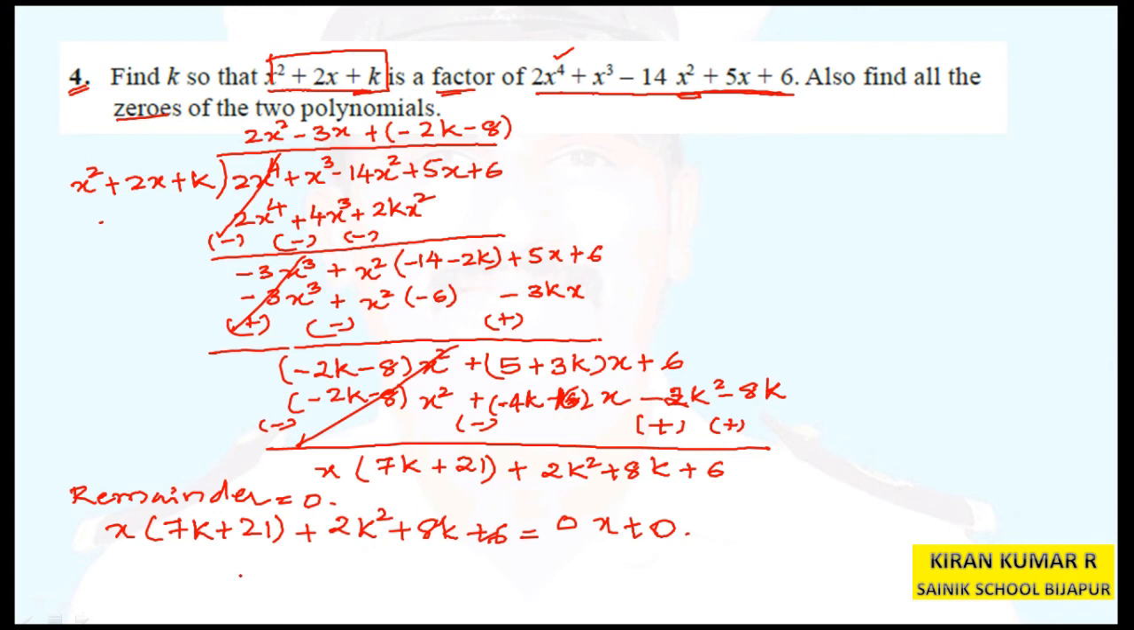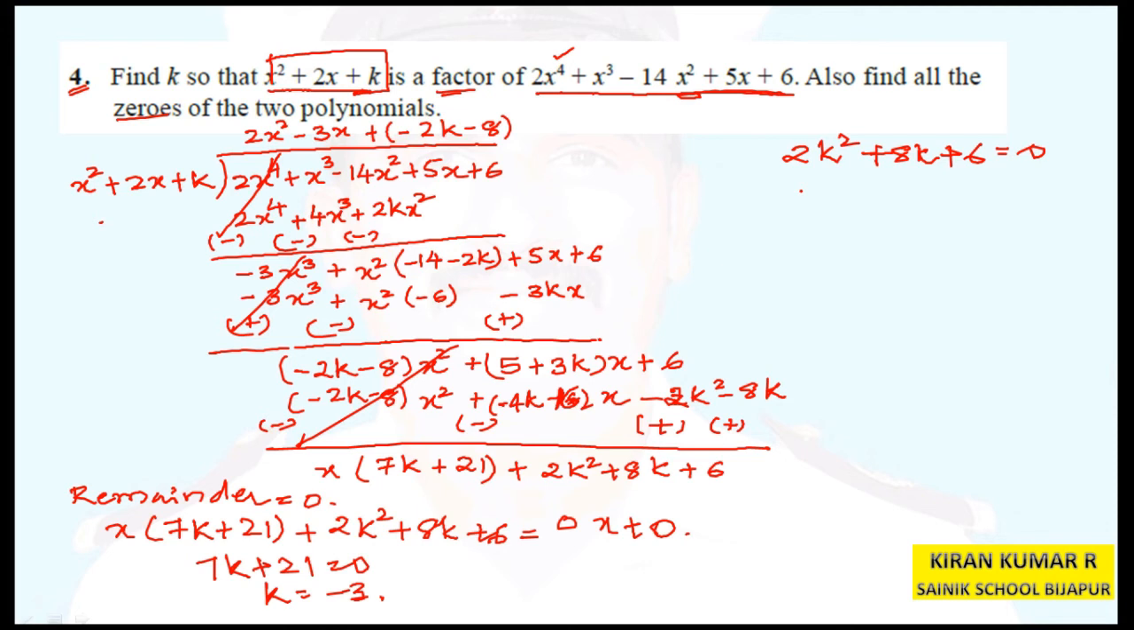Now compare the coefficient and the constants. 7k plus 21 equal to 0 I can equate. So I can find the value of k. So 7k plus 21 equal to 0 means k value is minus 3. Alright, now compare the constants. Let me write it here. 2k square plus 8k plus 6 equal to 0.